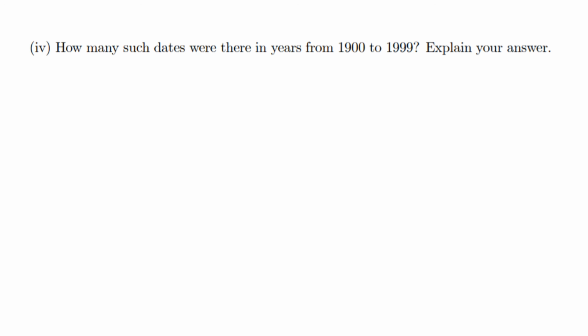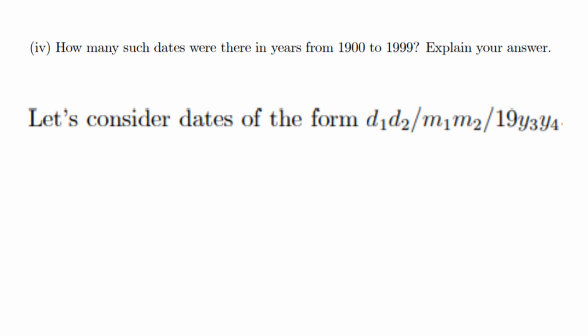And finally, part 4. How many such dates were there in the years from 1900 to 1999? And again, explain your answer. Okay, so we're going to look in the 20th century, so years beginning 19, and let's see what happens. Well, we've used up the 1, so M1, the first digit of the month, must be a 0. So therefore, D1, the first digit of the days, has to be 2 or 3. Because remember, days go from 01 up to 31. We've used up the 1, we've used up the 0, so it's got to be a 2 or a 3.